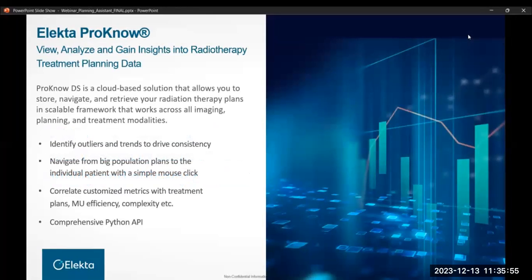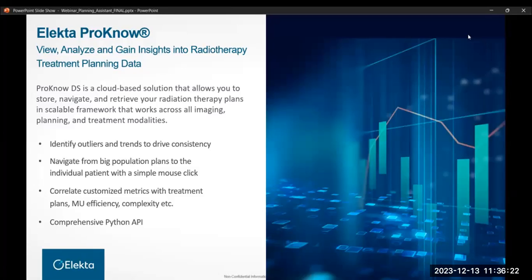So Prono is our cloud-based solution that allows you to hold radiotherapy plan data in a scalable network that allows you to identify outliers in big populations and drive consistency. So you could put all of your radiotherapy plans in here and be able to look at the big population of your planning department, but also drill down to individual patients in terms of a simple mouse click.